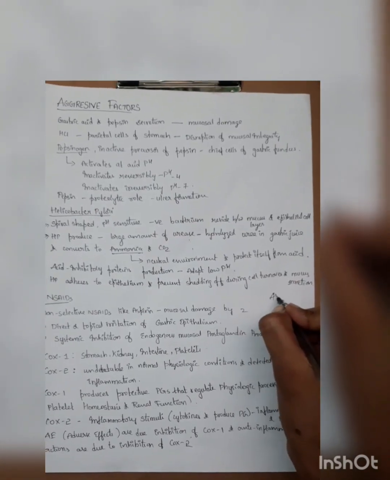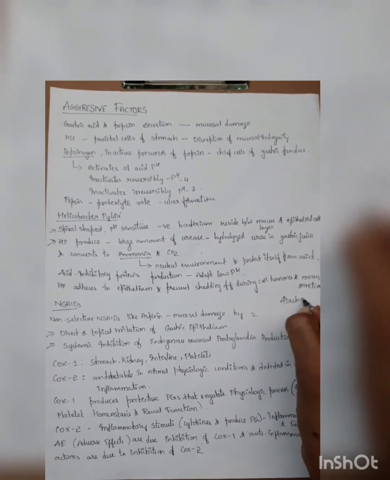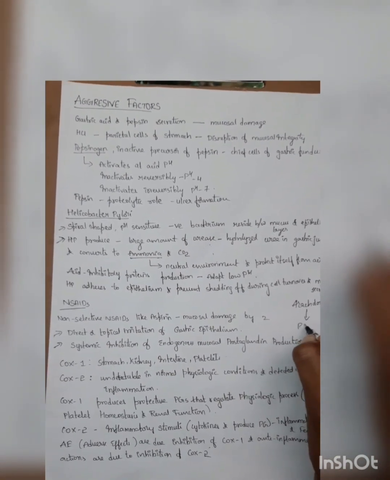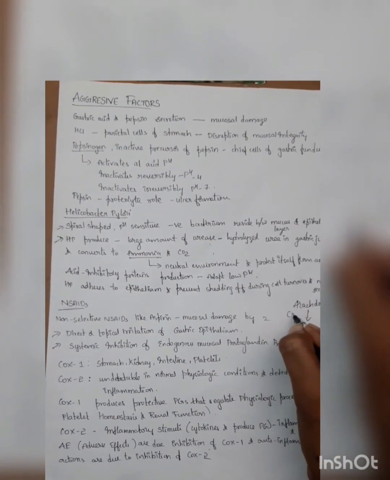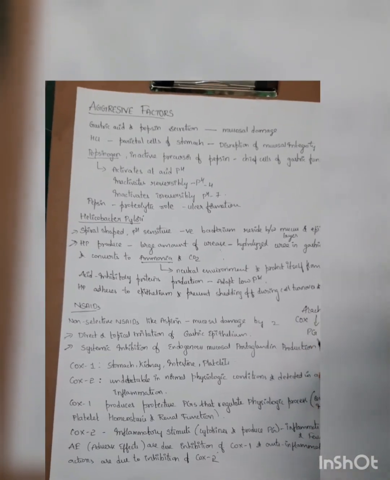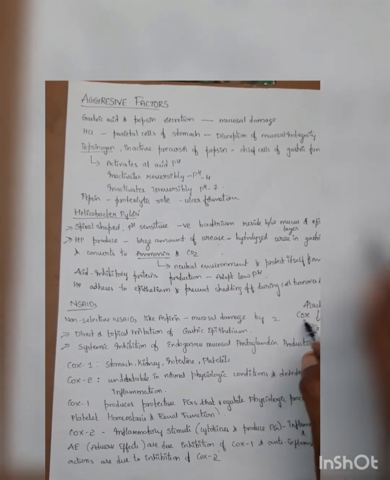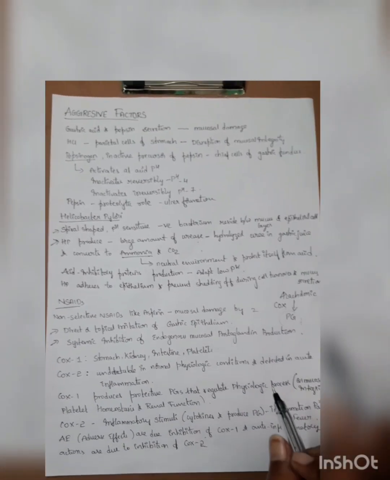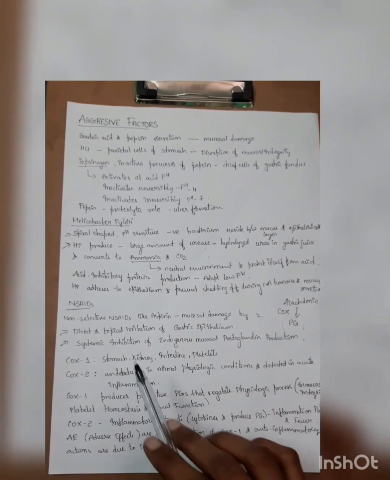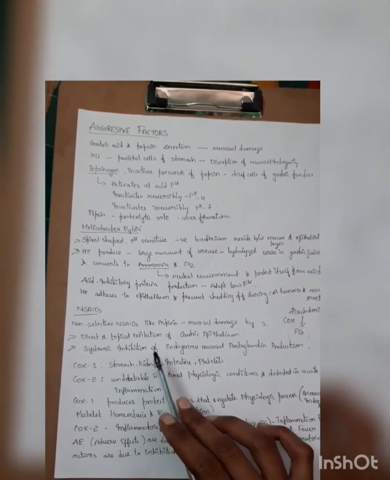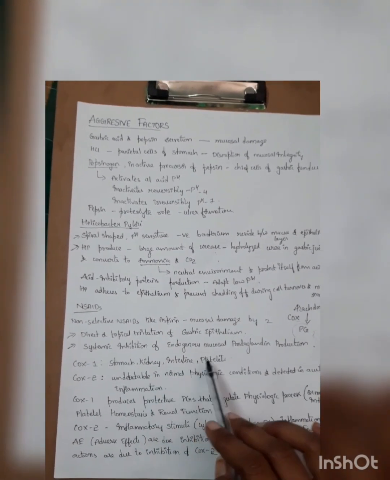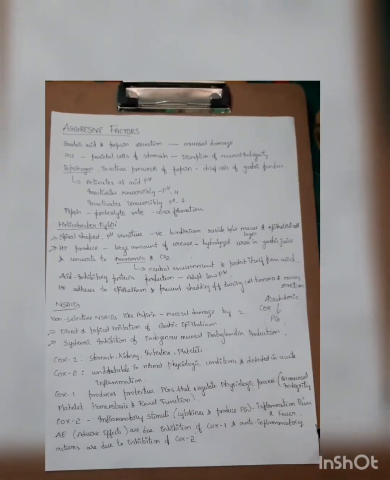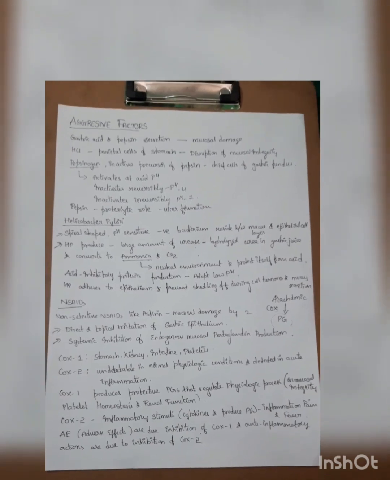So arachidonic acid is converted to prostaglandins. This is inhibited by COX. This COX inhibition causes a decrease in production of prostaglandins. So COX-1 is expressed in stomach, kidney, intestine, platelets, etc. COX-2 is undetected in normal physiological conditions and detected only in inflammatory conditions.